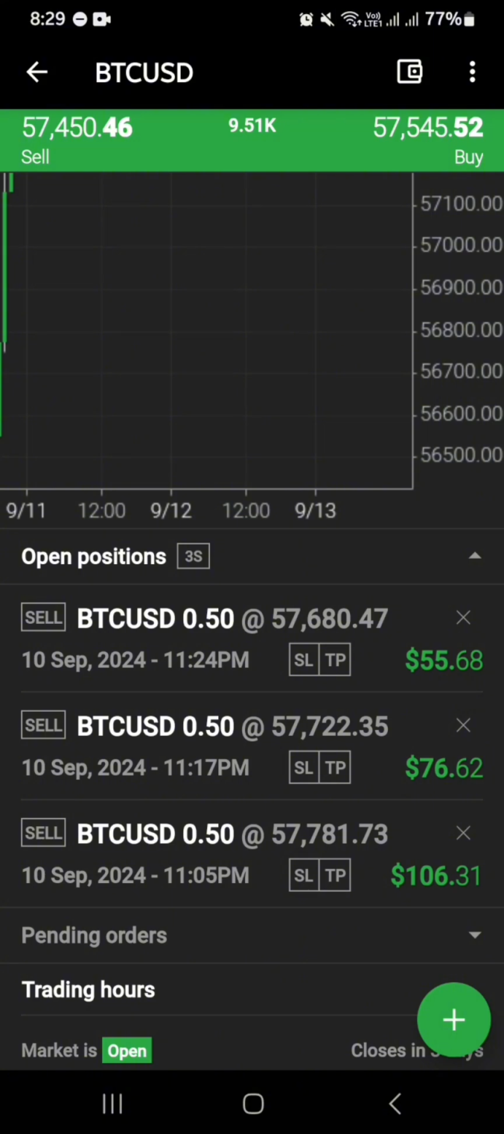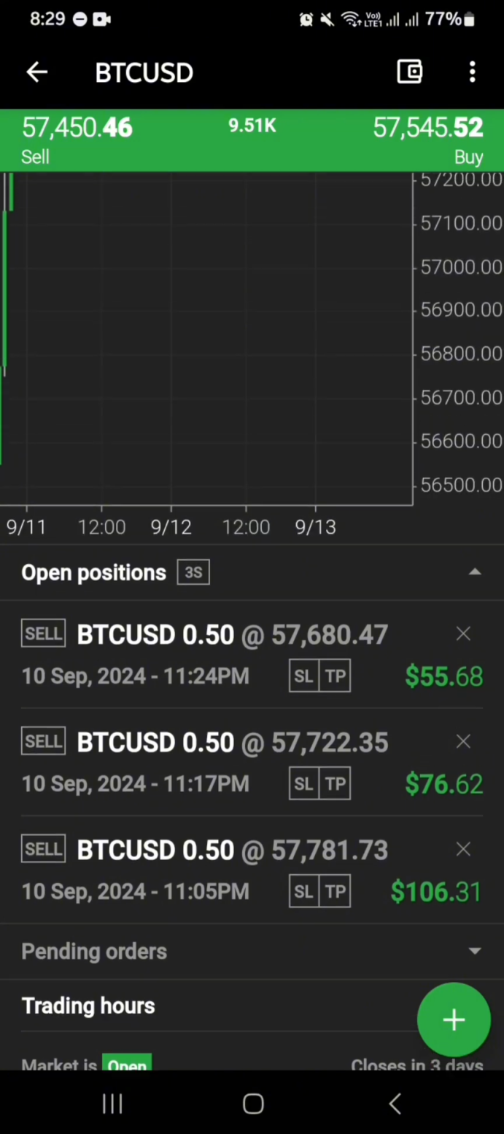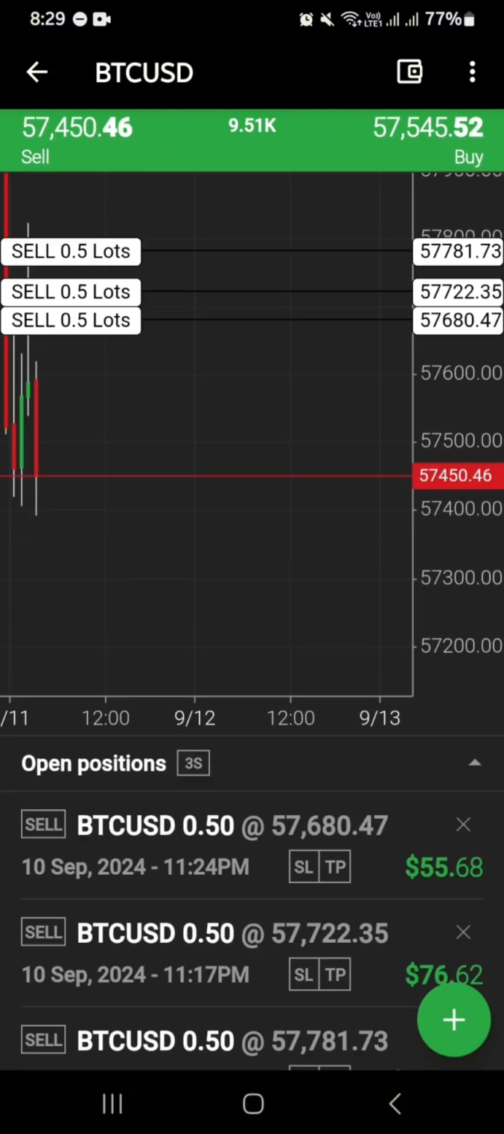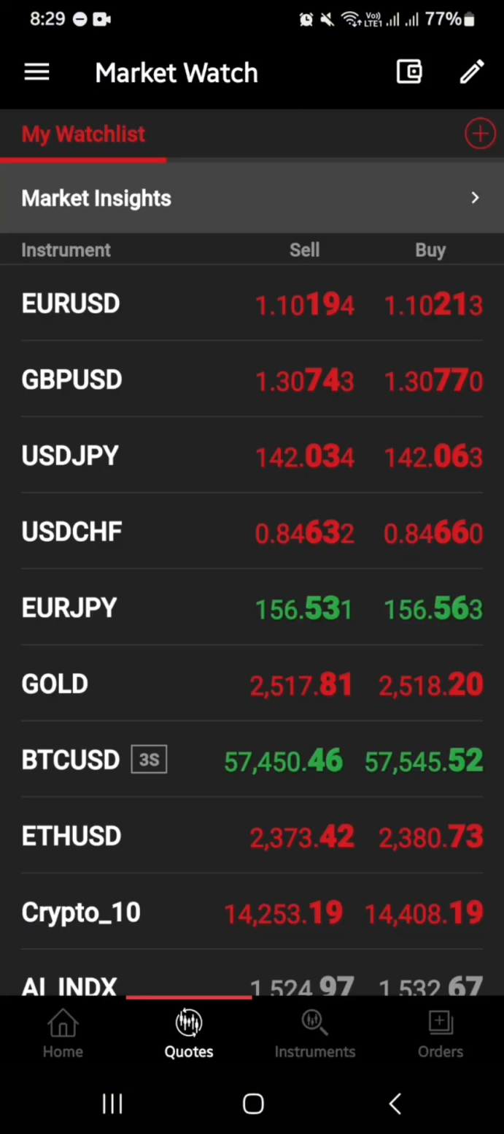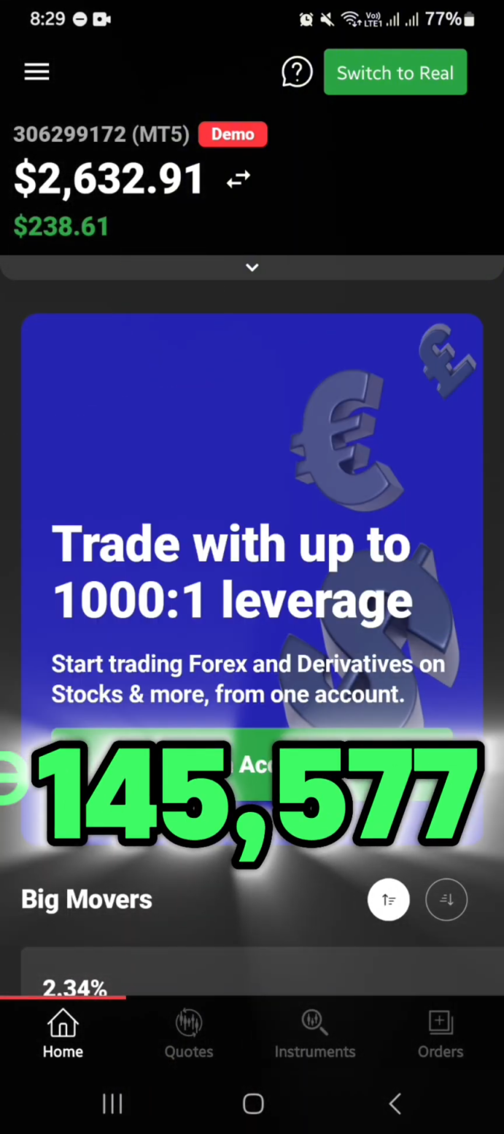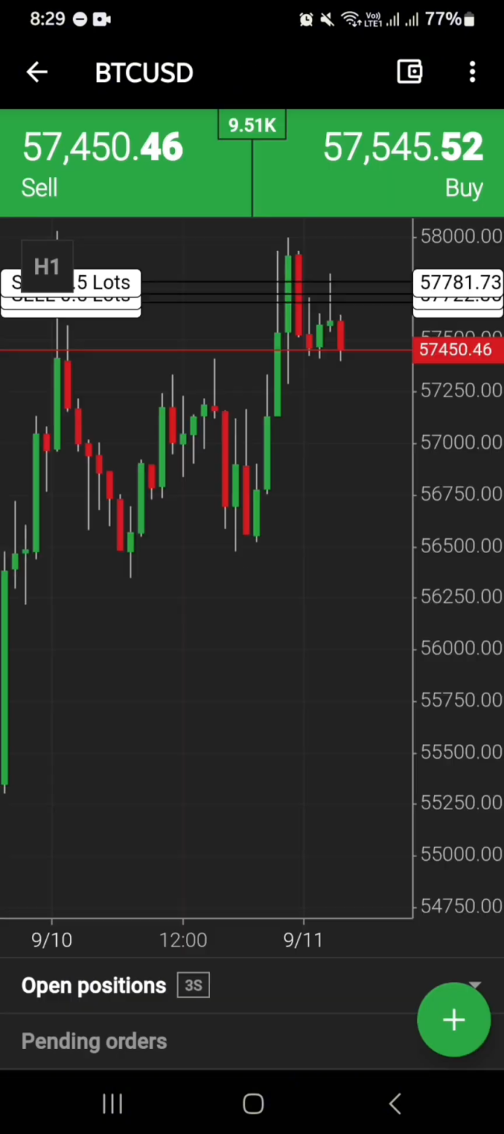I'll take you through each of these orders and show you basically where we entered in and what our stop loss is going to be, what we plan to take our profit on. And we're currently up. As you can see, it's a short position that we are in. Basically what that means is, we are up to about $2,632 right now. That's about $238 in total that we are in profit.